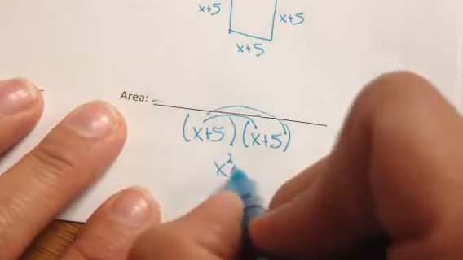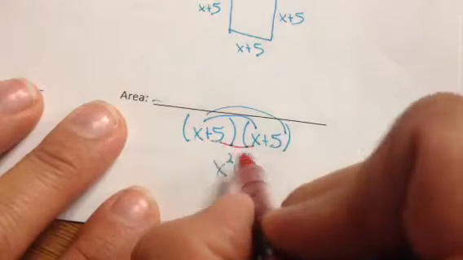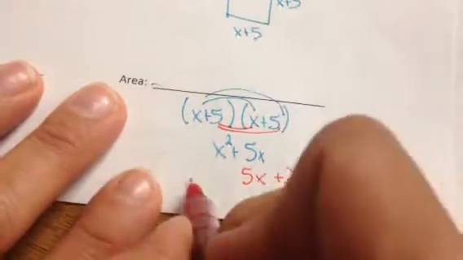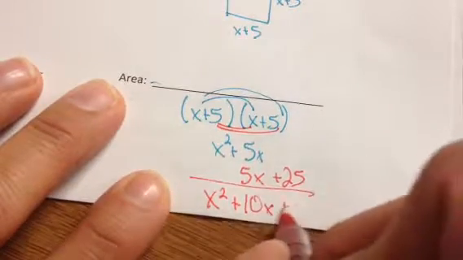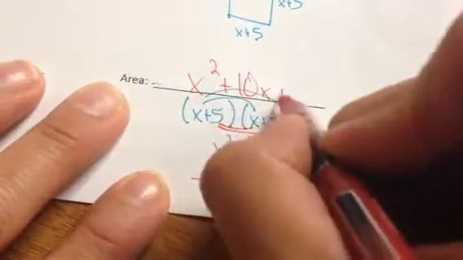So join me when we find x plus 5, length times width, and it's just a neighbor. So I get x squared and 5x. And then the other neighbor, 5x and 25. And then when you add up, you're going to get x squared and 10x and 25. So my area is x squared plus 10x plus 25.